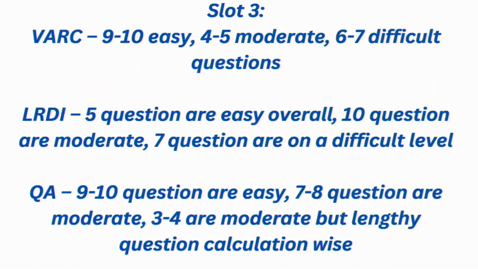If we consider the analysis for slot 3, then the verbal ability and reading comprehension section consists of 9 to 10 easy questions, 4 to 5 moderate level difficulty questions and 6 to 7 difficult questions.